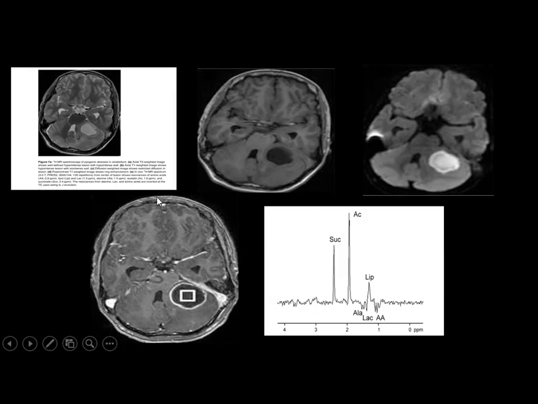This is a case of pyogenic abscess. By imaging, we have the T2 weighted image. It shows a focal area of abnormal hyperintensity with a hypointense wall, and T1 weighted image, hypointense lesion with isointense wall. By diffusion, there's restriction, and contrast enhanced imaging shows ring enhancement, and the spectrum shows succinate and acetate, so it is a pyogenic abscess. Acetate is elevated with, of course, lipid and lactate, as we said.